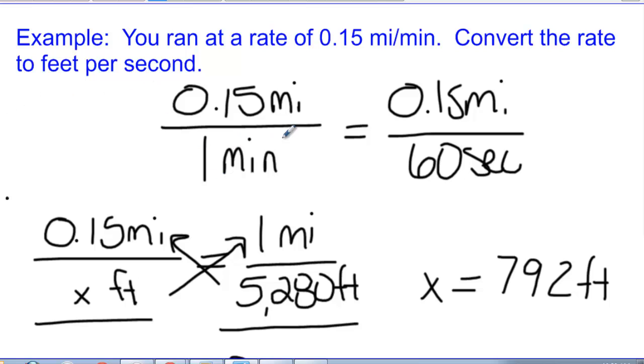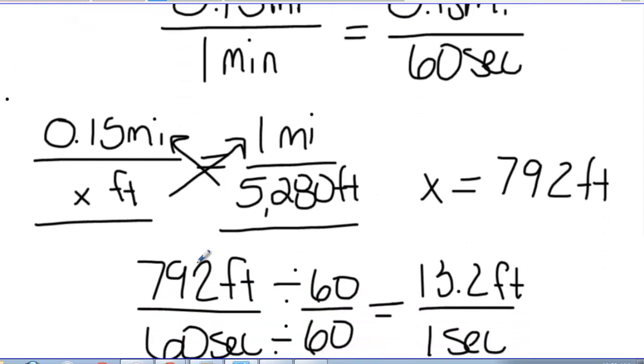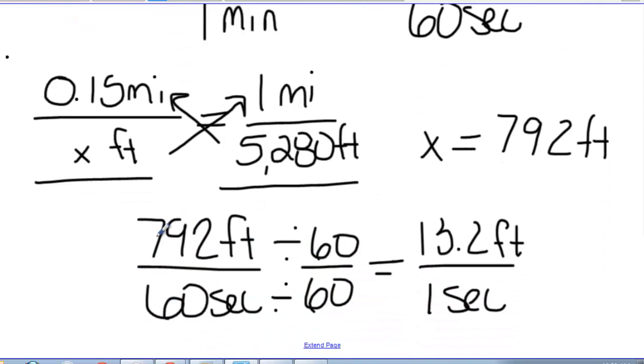First I changed minutes to seconds because I just knew that off the top of my head. Then I used a proportion to change 0.15 miles into feet. So I rewrote my rate with the feet and the seconds that were equal to the same amount of miles and minutes that I had in the original rate. And then I changed this to a unit rate by dividing by the number of seconds in both of them so that I had how many feet I ran in just 1 second.